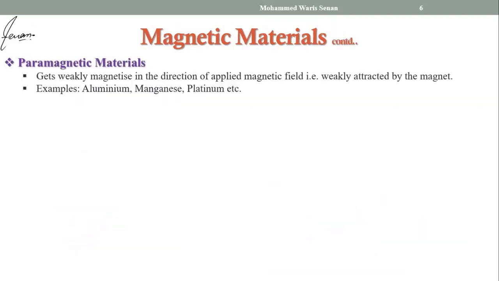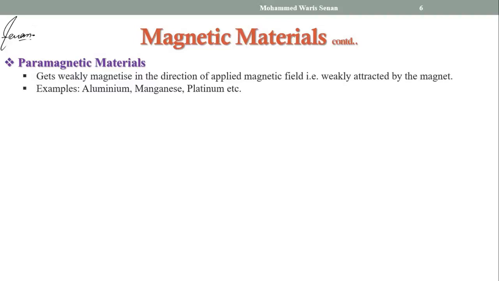Number 1 is paramagnetic material. These are the materials which get weakly magnetized. This is what the meaning of magnetization is: when we place a magnetic material inside a magnetic field, the dipoles try to align themselves in the direction of the magnetic field. Due to this alignment, the material develops its own internal magnetic field, and that process is called magnetization. So when a paramagnetic material is kept inside a magnetic field, it gets magnetized in the direction of the applied magnetic field, but the magnetization is weak.